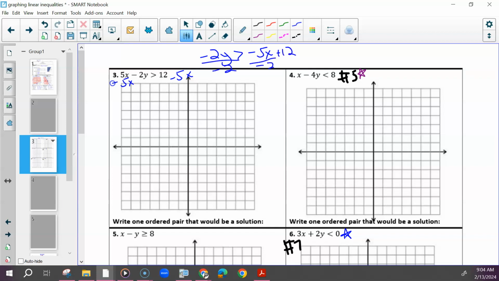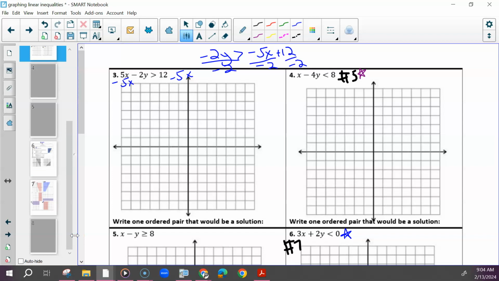What happens when we divide by this negative? The sign flips. So that's really important with your graphing, because if you don't flip the sign, you're going to graph it incorrectly. So this is now y is less than positive 5 over 2x minus 6. So go ahead and graph that.